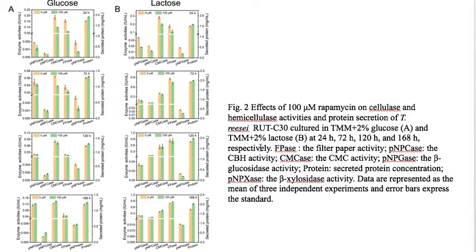A similar effect of 100 micromolar rapamycin on the cellulase production was found in Trichoderma growing on glucose or lactose. Obviously, the effect of rapamycin on the cellulase production in Trichoderma was not dependent on the carbon sources, though some subtle differences were observed among different carbon sources.